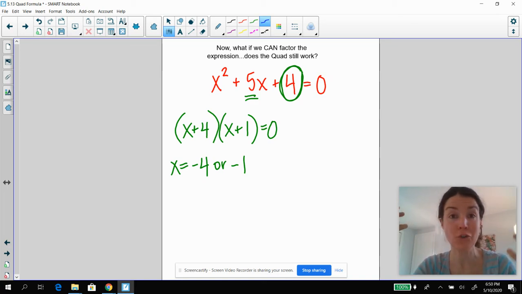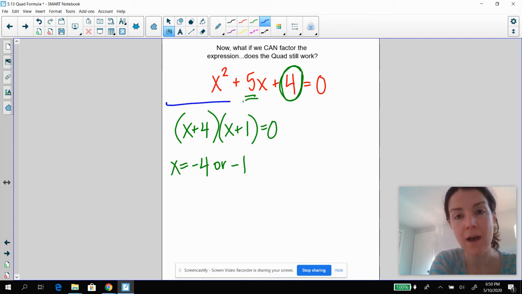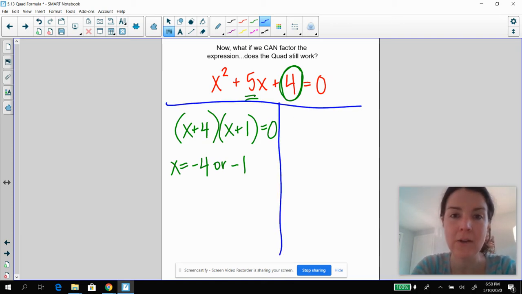So let's say that you're struggling with factoring, or you see one like on the previous slide with a leading coefficient and you're like, I hate factoring those. You can always just quad it up, which is so fantastic. So let's do it quadratic formula style. So my A, B, and C. So A is 1, B is 5, and C is 4.